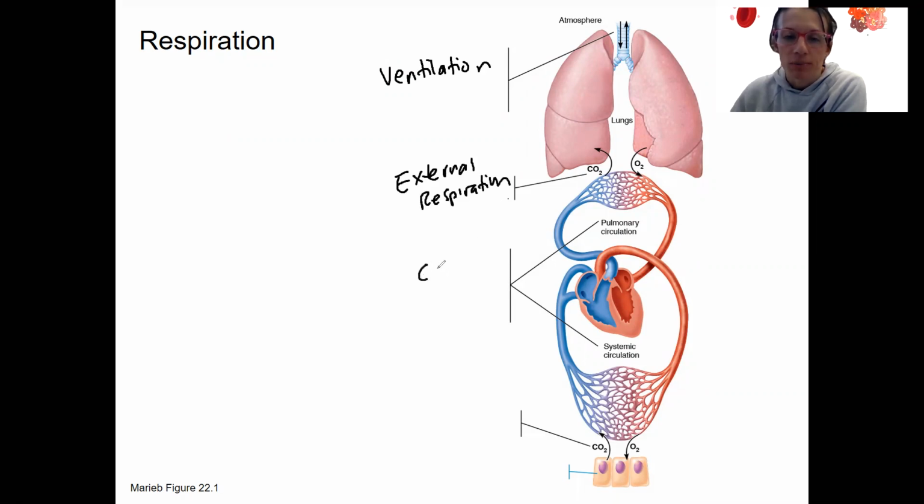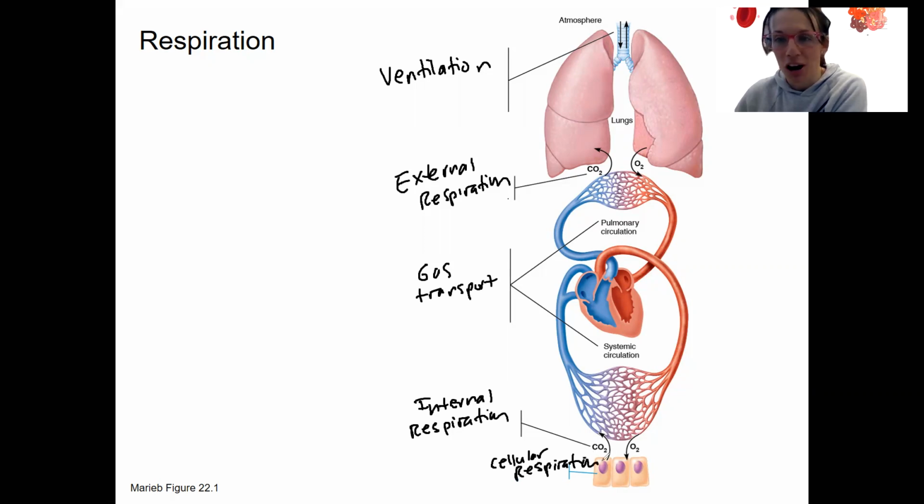Gas transport is later this week. And internal respiration is going to follow the same principles as external respiration. Remember, cellular respiration occurs inside the cells and will come up briefly this week as being an important driver for why that carbon dioxide keeps being produced and oxygen keeps being used. So overview, we've done this, although we're going to come back to the regulation of it.